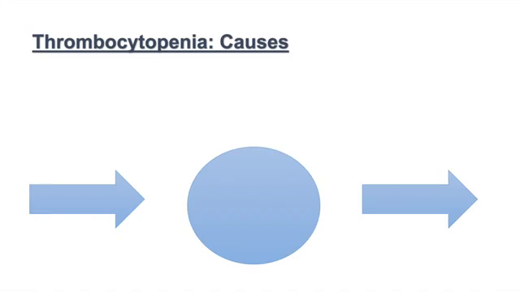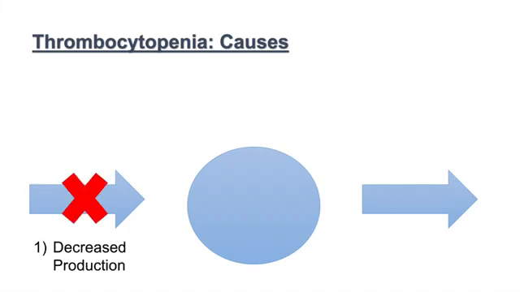Now there are four main categories of causes of thrombocytopenia. An easy way to think about this is to think about the total number of thrombocytes in the body, represented by this circle here. This is input and this is output. So input is the production of thrombocytes. And again, the production comes from megakaryocytes, which are located in the bone marrow.